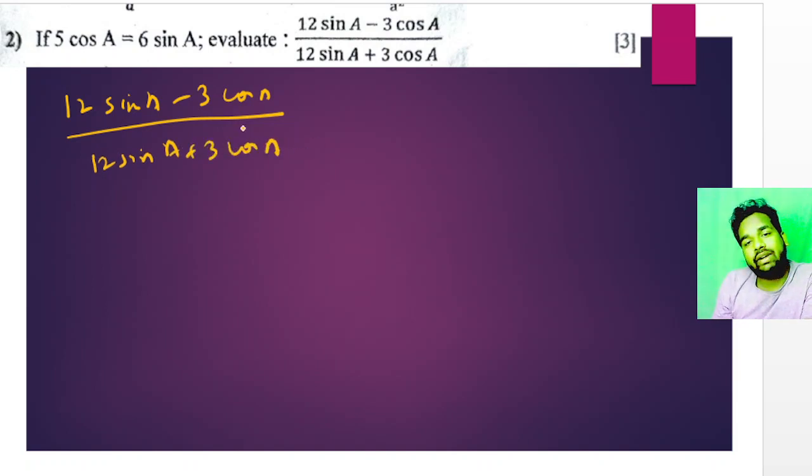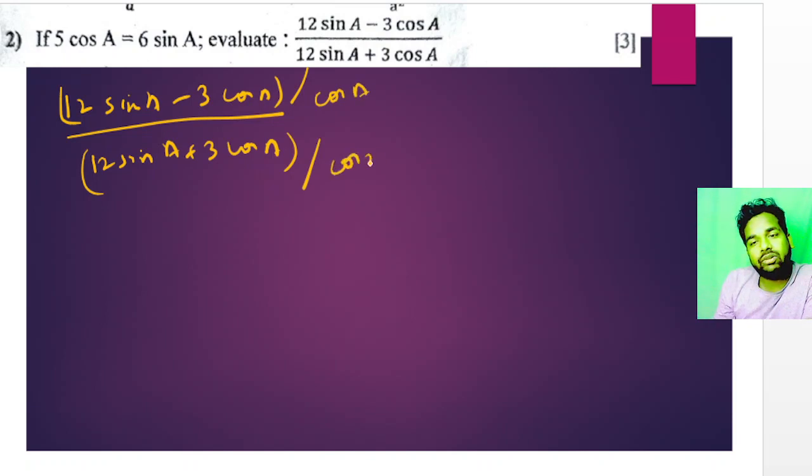We can simplify this equation also. You just divide both numerator and denominator by cos a. You can do this, because if you do this, it is not going to affect the equation. So I am saying that you divide the whole numerator part by cos a and the denominator part by cos a.